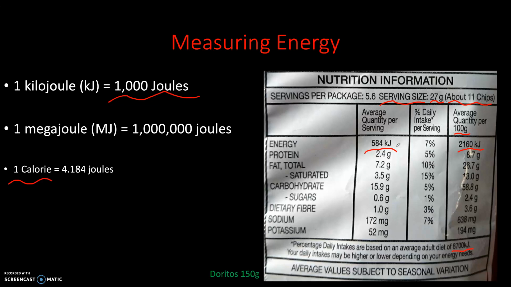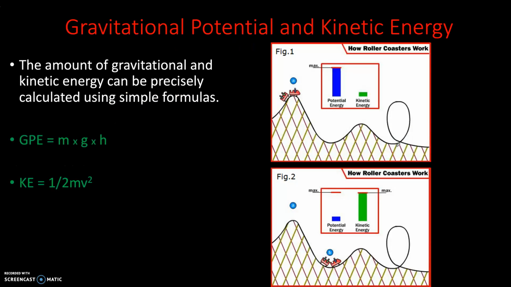Okay, let's take a step forward and have a look at the formulas that we're going to be using in this episode. So the amount of gravitational and kinetic energy can be calculated, and the 2 formulas that we're going to use in this episode is GPE, or gravitational potential energy, is equal to mass times by gravity times by height. And I'm going to show you what those units are in just a moment. We're also going to be doing kinetic energy is equal to half times by the mass times by velocity squared.